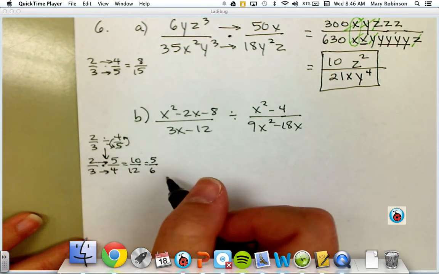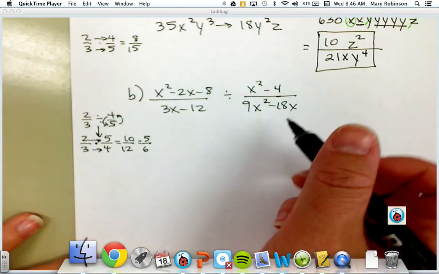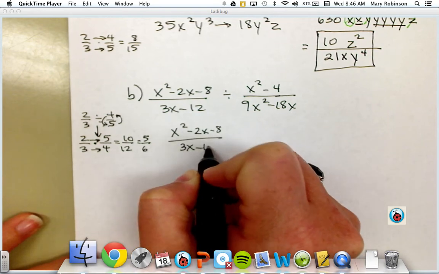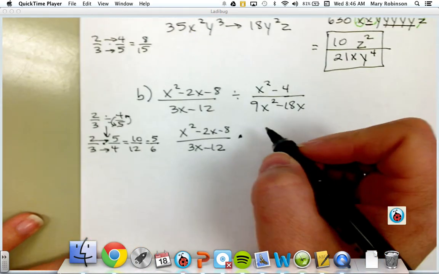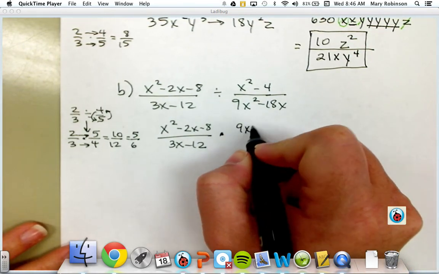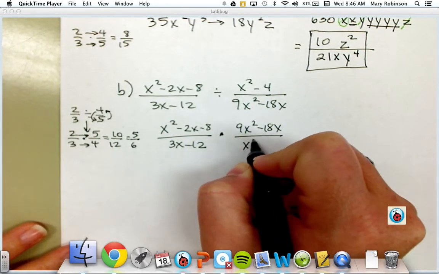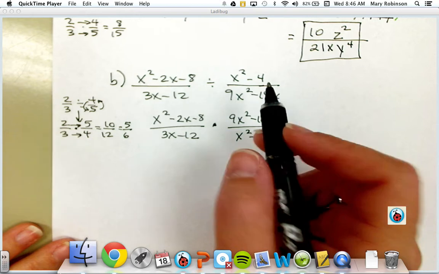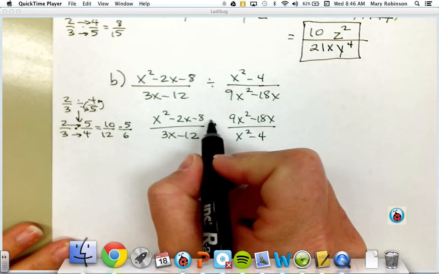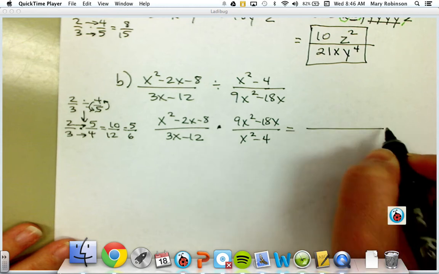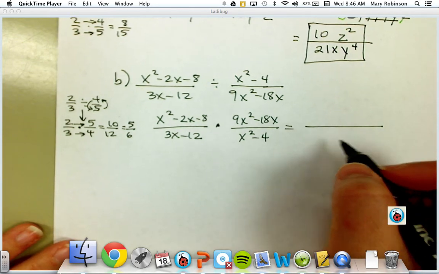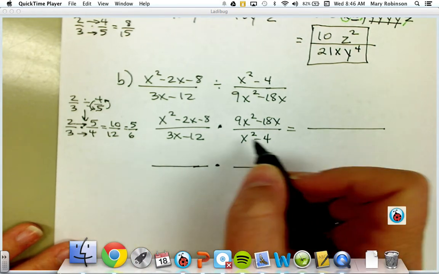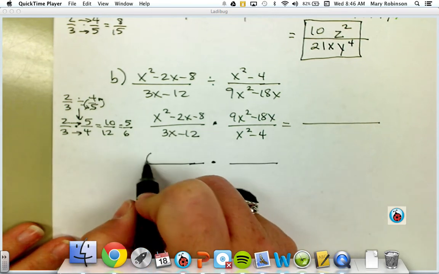Okay, so we're going to do basically the same exact thing, just with polynomials. So first thing I'm going to do is rewrite my first fraction, change division to multiplication, and flip my second fraction. Now we're going to multiply this, but what we can do, if you want, is go ahead and write it as a product and then factor, but my preference is to factor beforehand, which means I'm going to factor each ratio. So this is a trinomial.